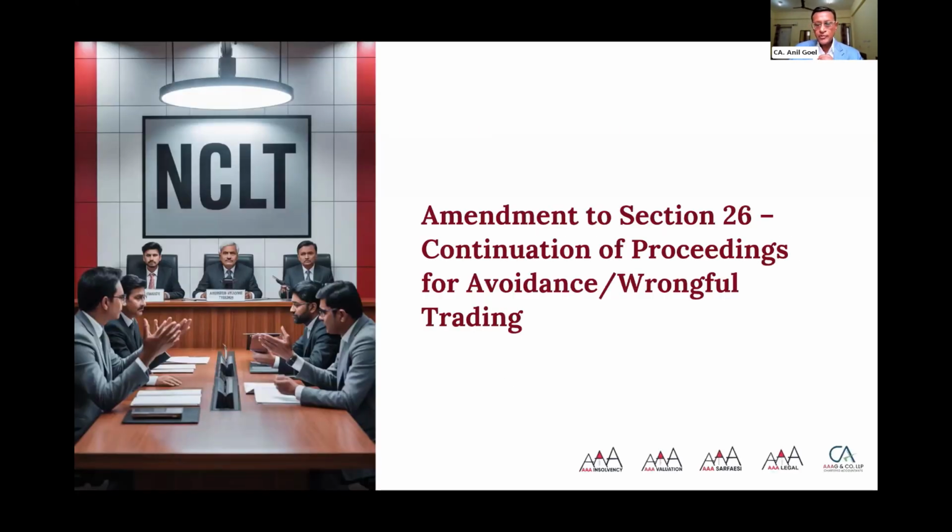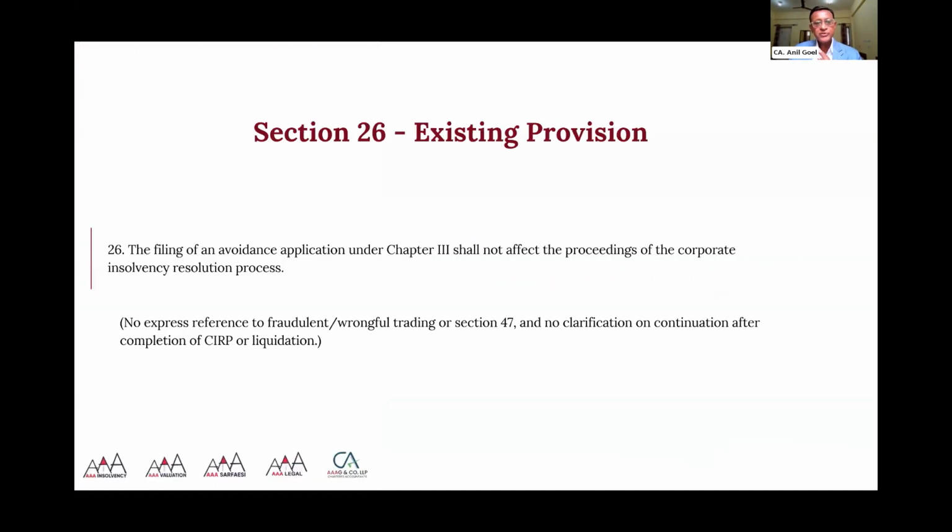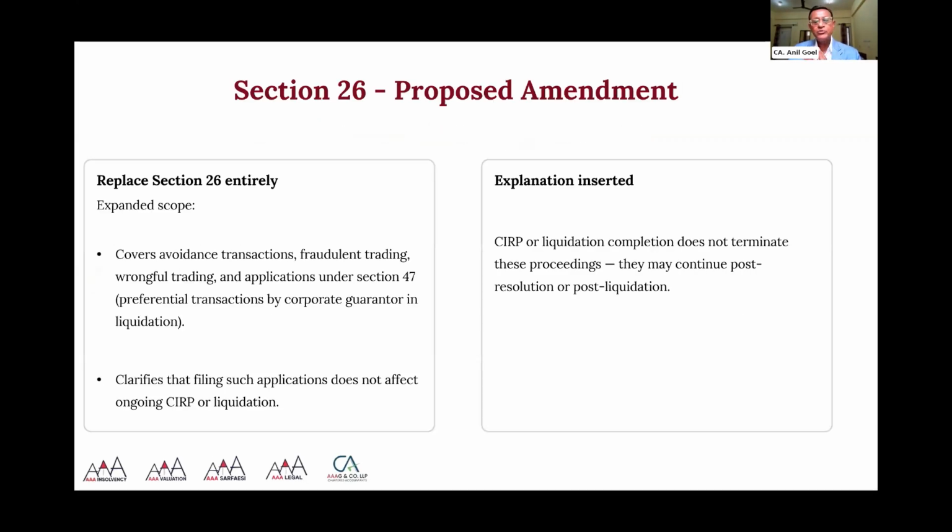Now, the amendment to section 26 also says that filing of the avoidance transaction under Chapter 3 shall not affect the proceedings of the CIRP, and it will continue. The proposed amendment says that the expanded scope now covers avoidance transactions, fraudulent and wrongful trading transactions, and applications under section 47, which specifically covers the transactions.